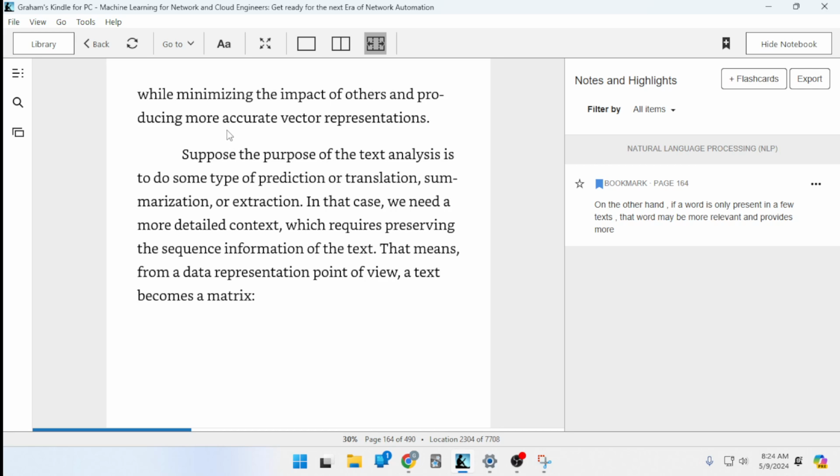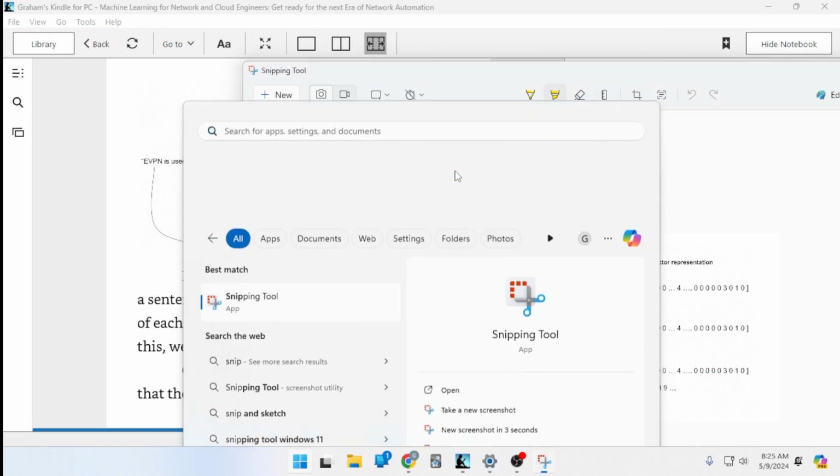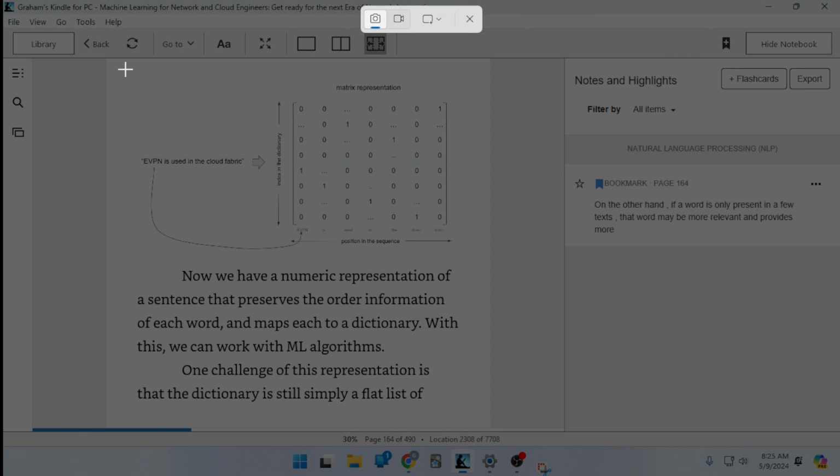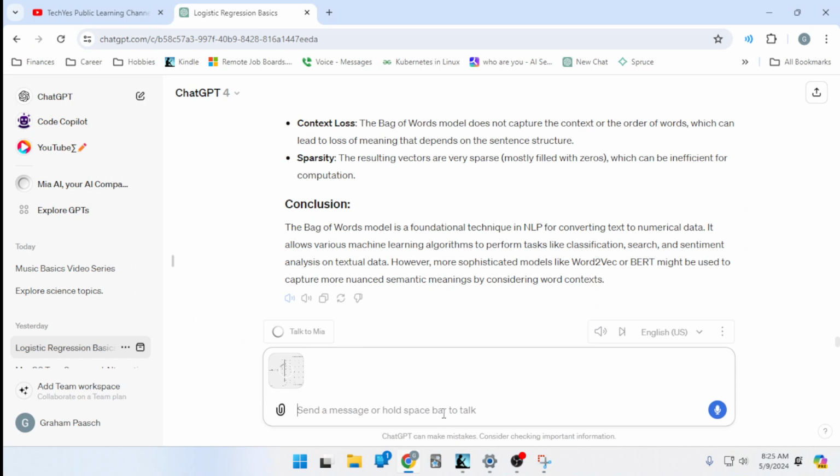Suppose the purpose of the text analysis is to do some type of prediction or translation, summarization, or extraction. In that case, we need a more detailed context, which requires preserving the sequence information of the text. That means, from a data representation point of view, a text becomes a matrix. And I do have a question for the AI, but I'll get the answer to this first.